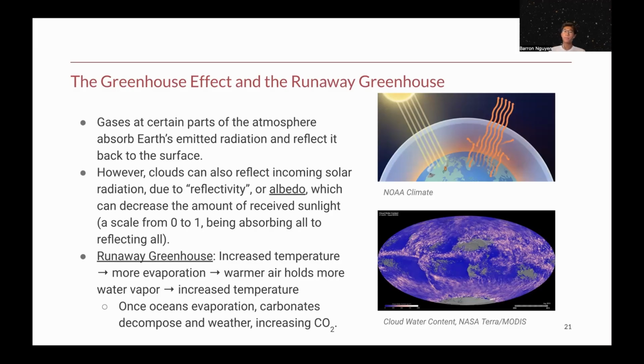But some clouds do reflect incoming solar radiation due to reflectivity, or albedo. We talked about Bond albedo. It's not the same as geometric albedo, so I won't go into that, but just know that when I use albedo in this lecture, I'm talking about Bond albedo. So again, it goes on a scale from 0 to 1, it's unitless, with zero being absorbing all, and one being reflecting all. So one would be, for example, the albedo of a mirror.